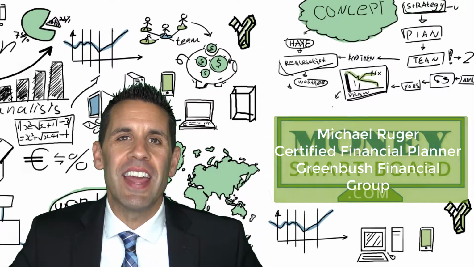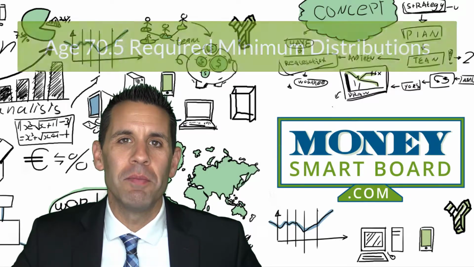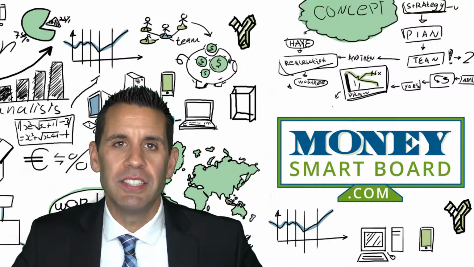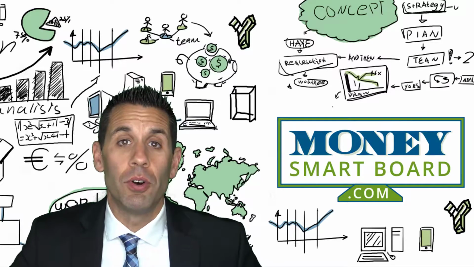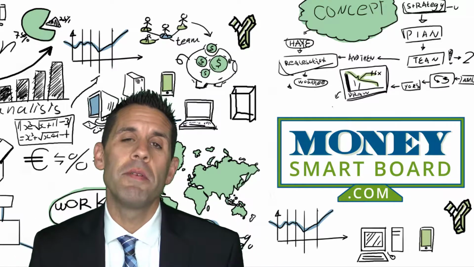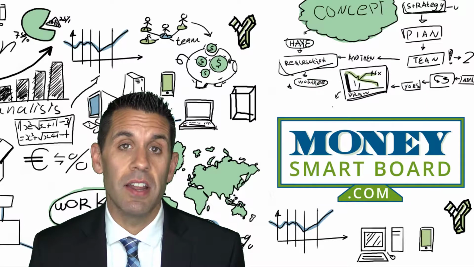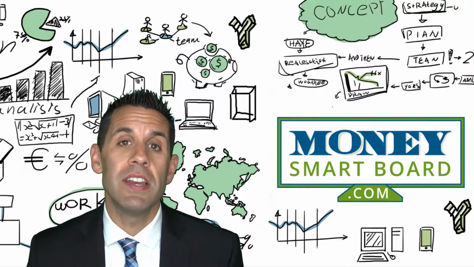Today we'll be talking about age 70 and a half required minimum distributions. We'll talk about how they work, the deadlines, the tax implications, and a little bit more. So let's start off with the age. A lot of people think these required minimum distributions, also called RMDs, begin at age 70. They actually begin at age 70 and a half.